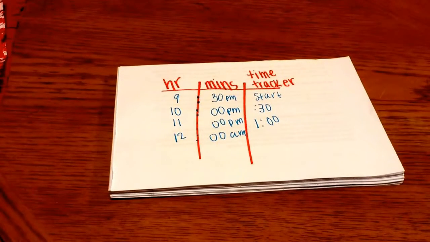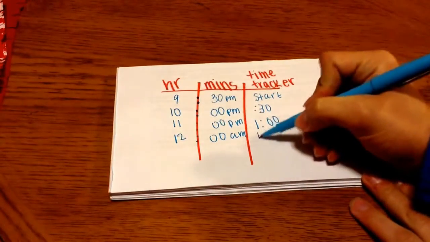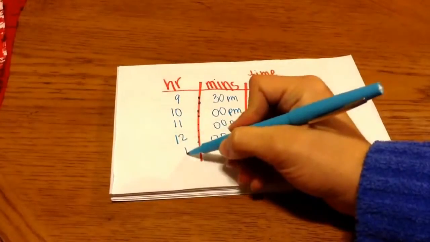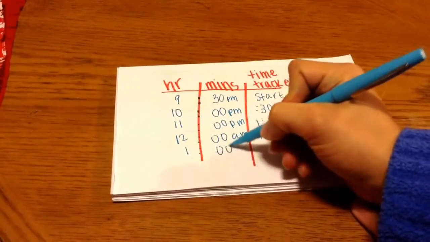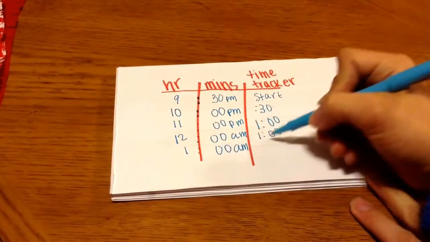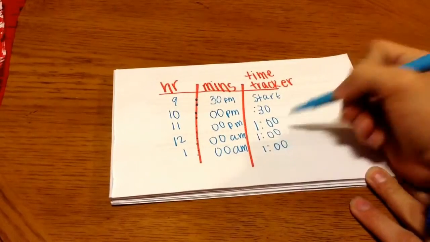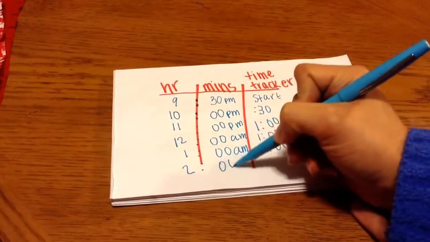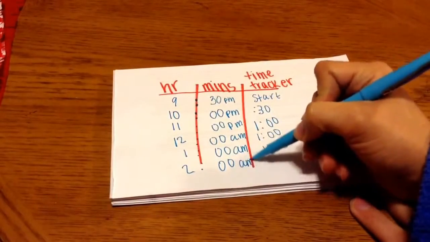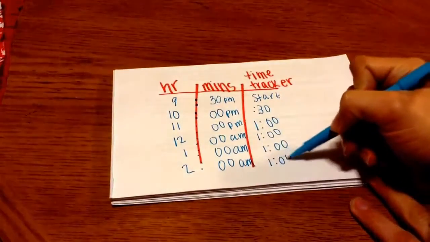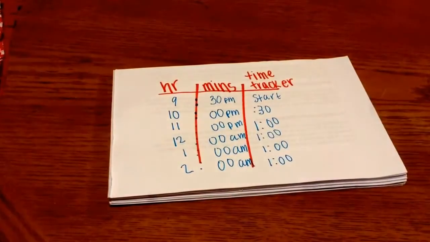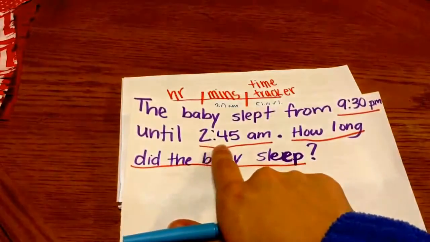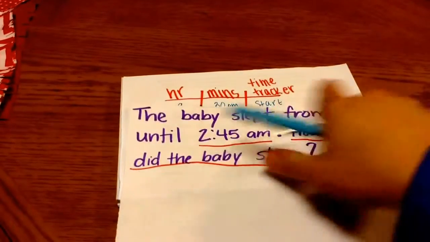So to continue our problem, that was another hour jump, and we're going to do another hour jump, and we're at 1, and we are still in a.m. now. That was an hour jump. And then we are at 2 a.m. And that was our final hour jump, because if we look at the word problem, we needed the baby to stop napping at 2:45 a.m.